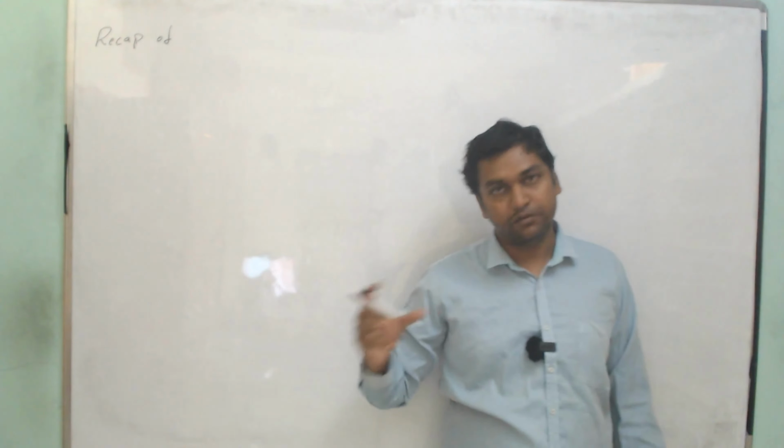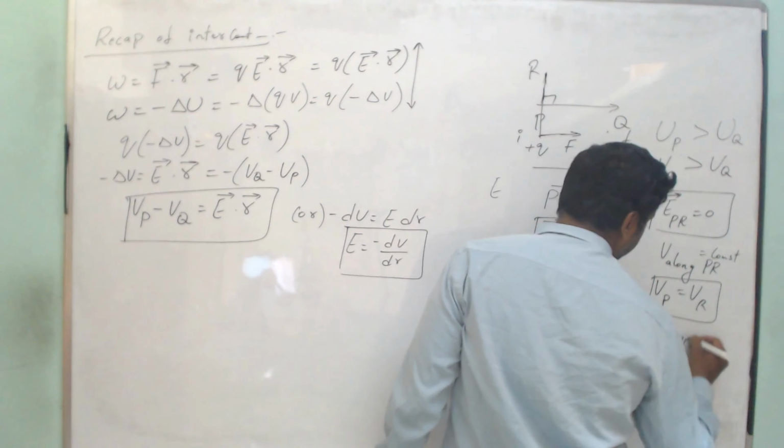So if the electric field is 0, that means the potential along that PR is constant, right? That means the potential at P is equal to the potential at R. That also means I can say this PR is an equipotential line or surface. In 3D I have a surface, in 2D I have a line. But equipotential is the important factor over here.